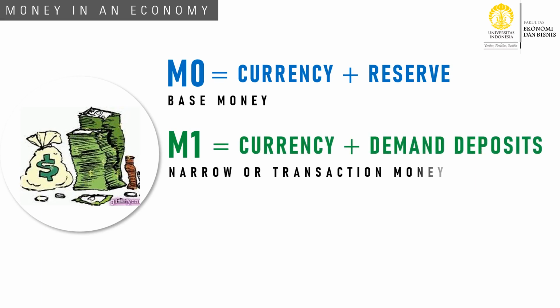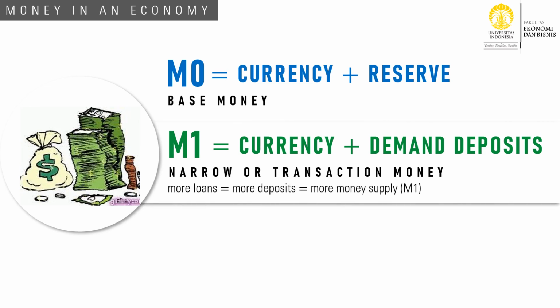It is bigger than M0. It includes currency and also all relatively liquid deposits in all commercial banks. Your deposit that can be withdrawn from an ATM or transferred when you buy something online is one example of such liquid demand deposits. Since M1 includes demand deposits, whenever more loans and thus more deposits are made, more money will be available in the economy.